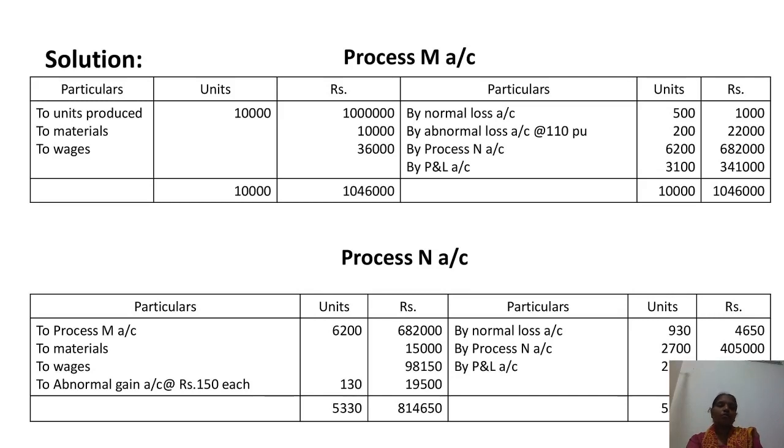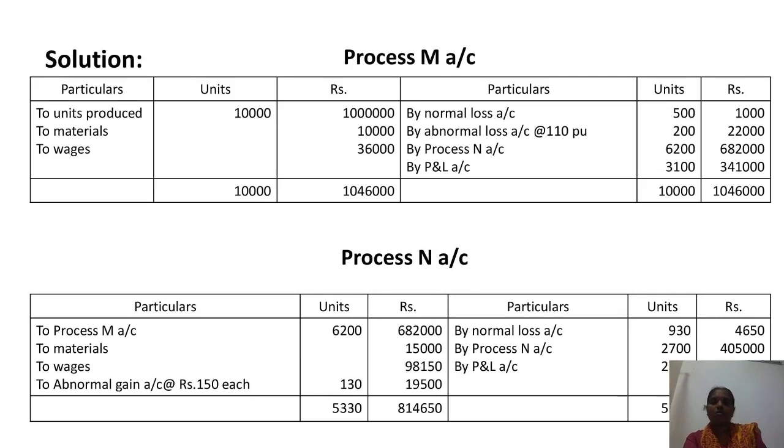The rest of the things is taken to profit and loss account. So only 6,200 units have been transferred to process N account from process M account. Here normal loss is rupees 200, so 500 into 2 is 1,000.